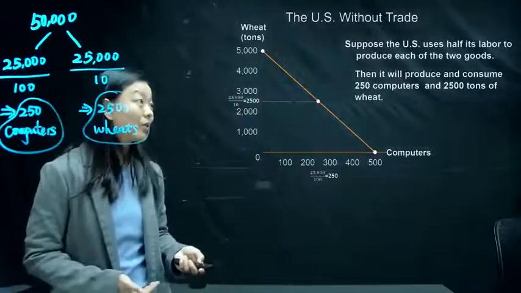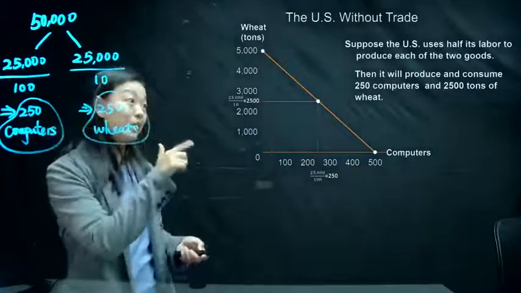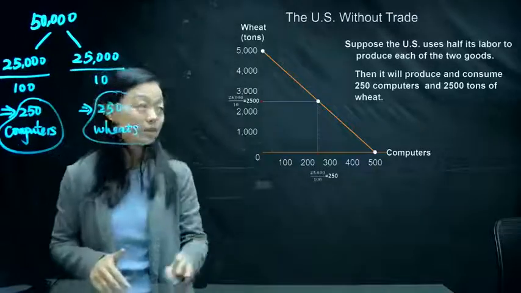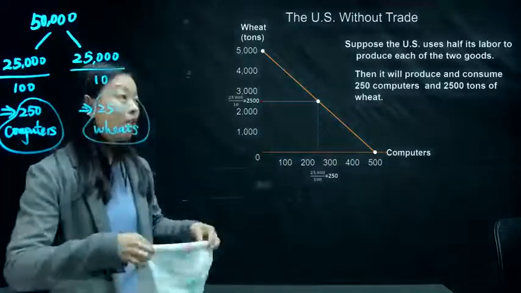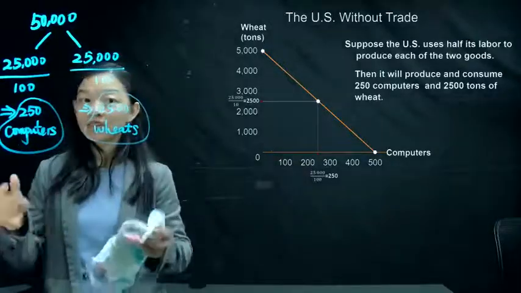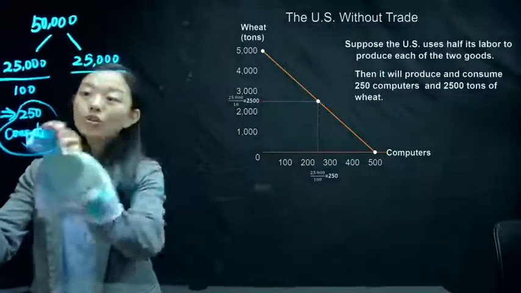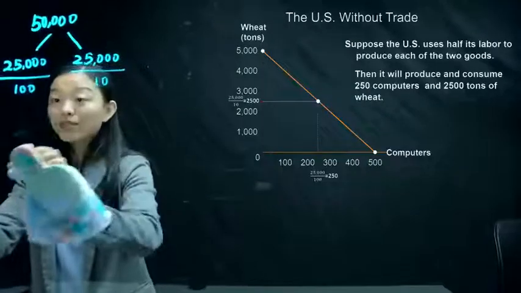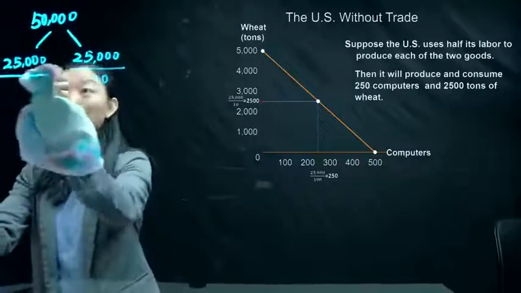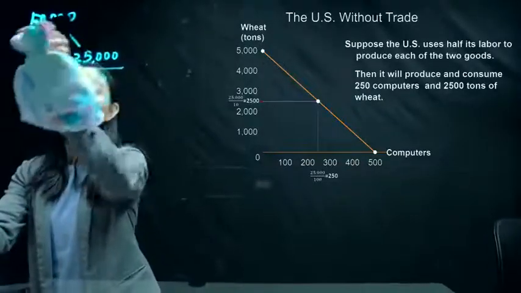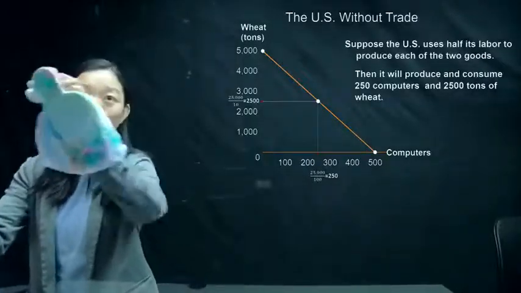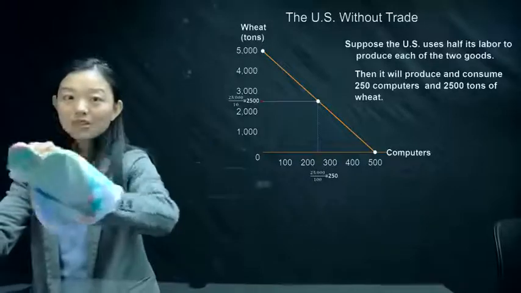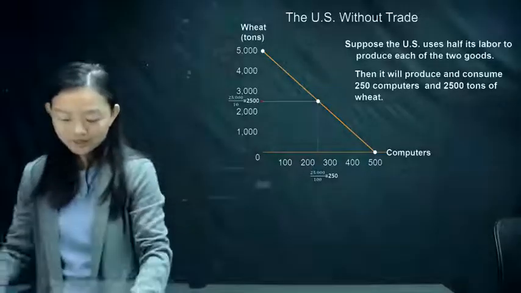So you can also find a point on the PPF based on what we just computed here, okay? This is where the US chooses to be self-sufficient, and then it will have 250 computers and, oh sorry, 2,500 tons of wheat that it can consume, okay? So this is for the United States.